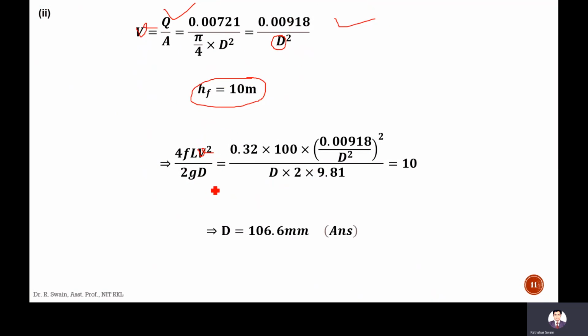4fl v square by 2gd. So f is given, the length of this single pipe is given as 100, and the velocity is this value. Just to put this expression here, and 2gd, which is 10. So d is calculated as 106.6 mm. Okay.